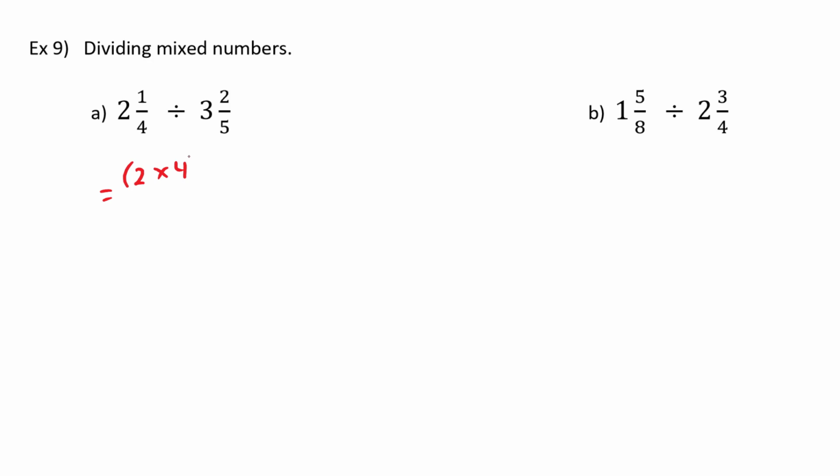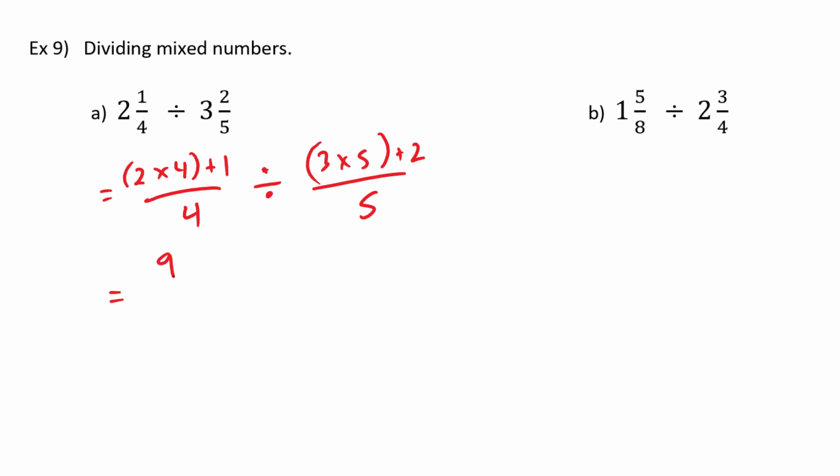2 times 4 plus 1 over 4. Divide by, I'm going to keep the division sign for now. 3 times 5 plus 2 over 5. We now get 2 times 4 is 8, plus 1 is 9. Divided by 3 times 5 is 15, plus 2 is 17 over 5. Now we have them as improper fractions.